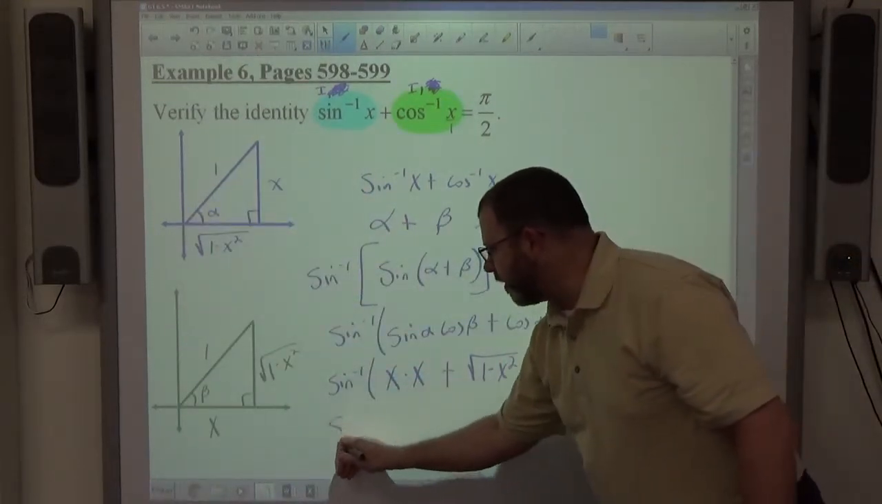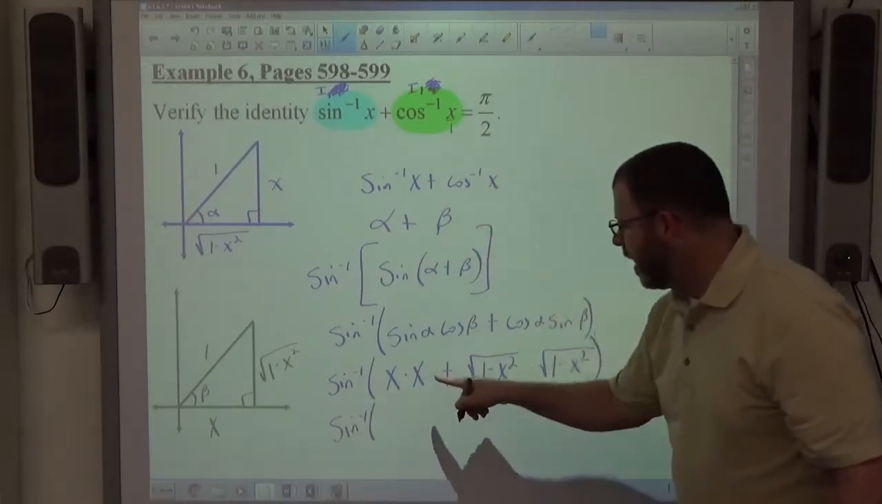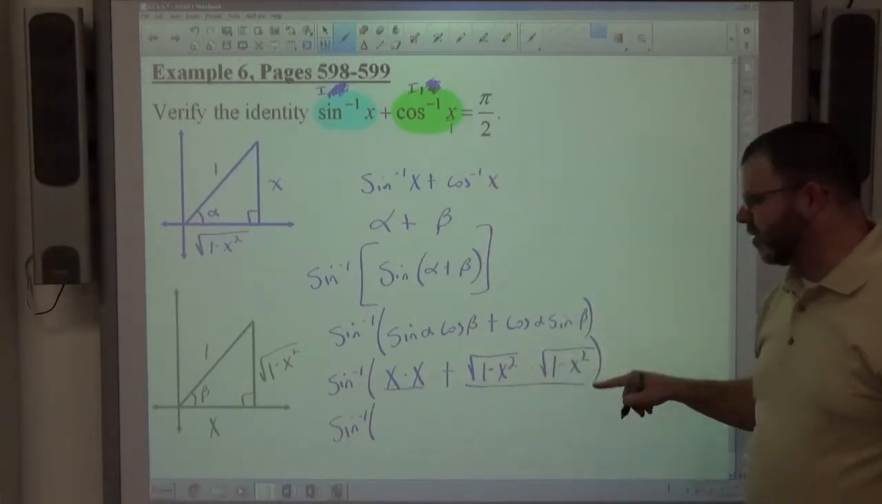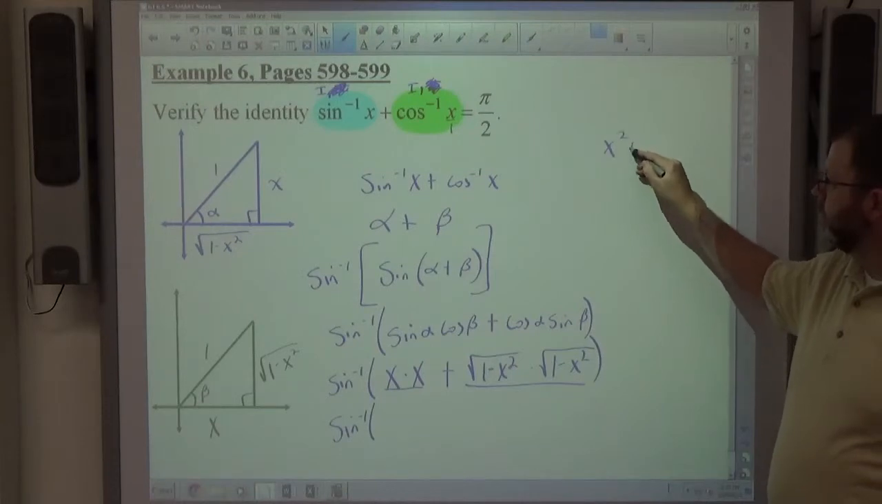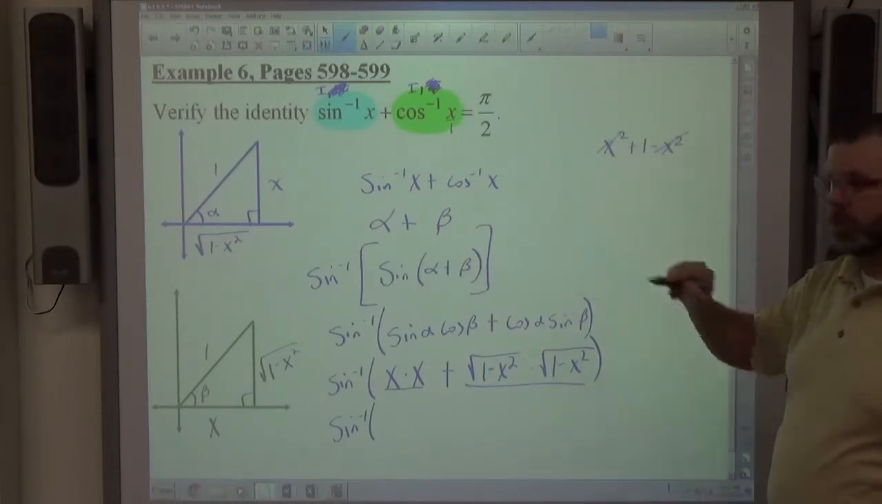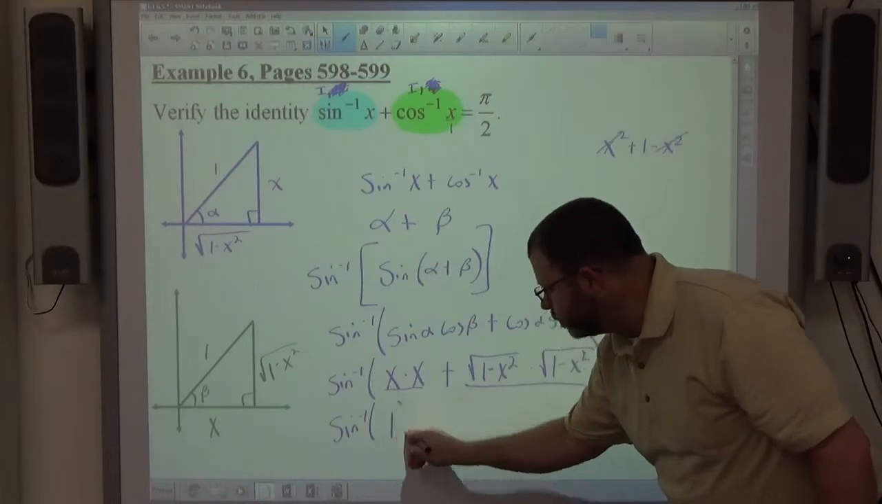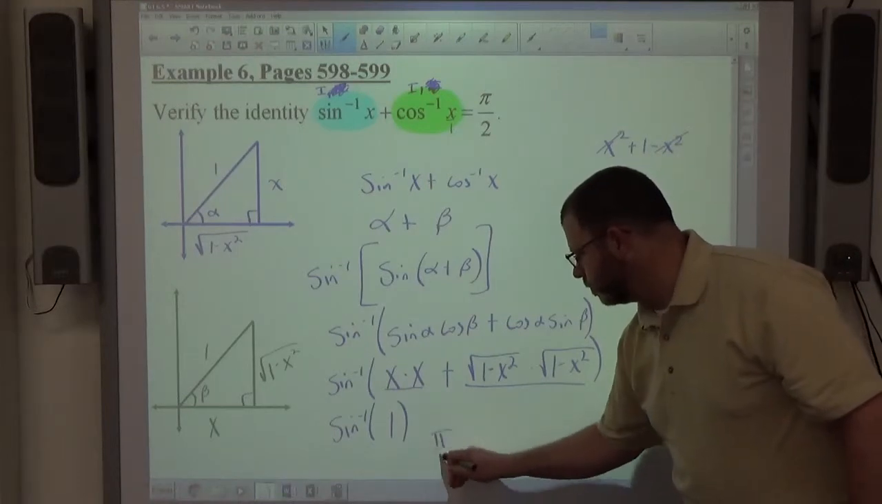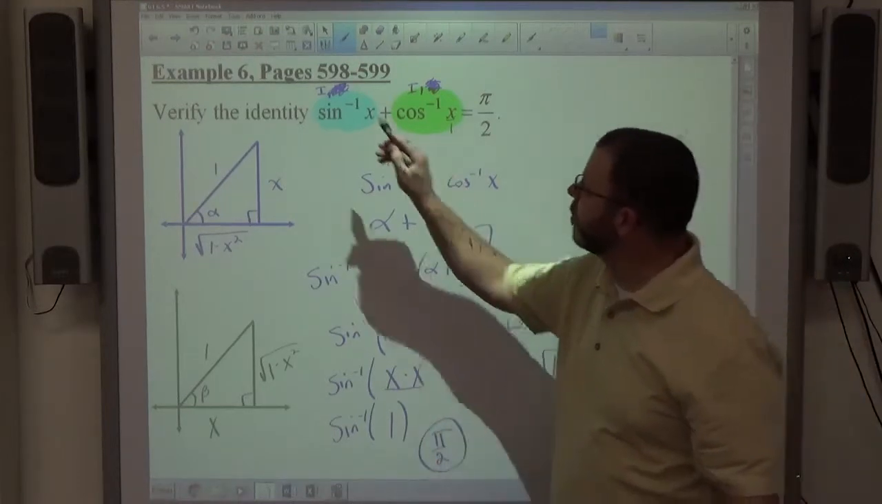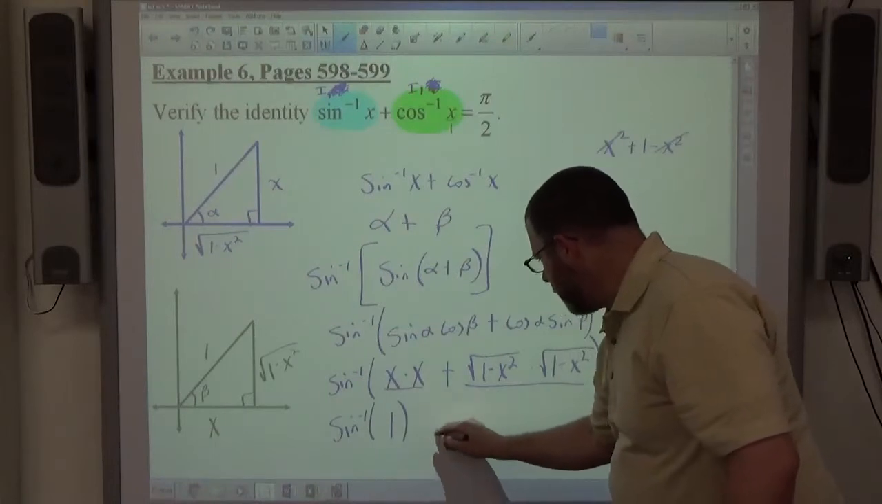If I work it out, if I simplify it as much as I possibly can, I'm going to get x squared plus 1 minus x squared, right? What's x squared plus 1 minus x squared equal? Equals 1, right? So we get inverse sine of 1. Where does sine equal 1? Pi over 2. Pi over 2.